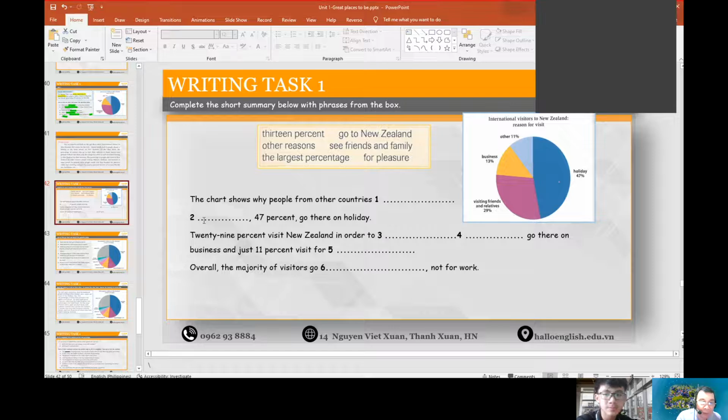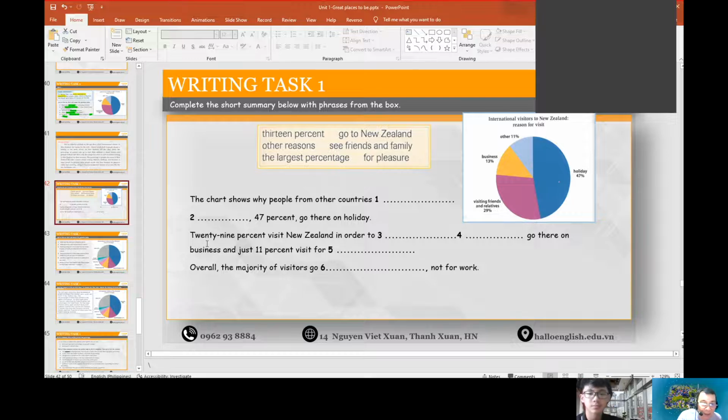Then number two, blank, 47% go there on holiday. The largest percentage. Yes. So the largest percentage, 47%. Don't forget, Koi, in writing, to separate sometimes a phrase from another phrase or a clause from another clause through using a comma. If we are talking of numbers, a percentage, we have to use a comma before we continue writing. So what would be the correct answer in here? That would be the largest percentage.